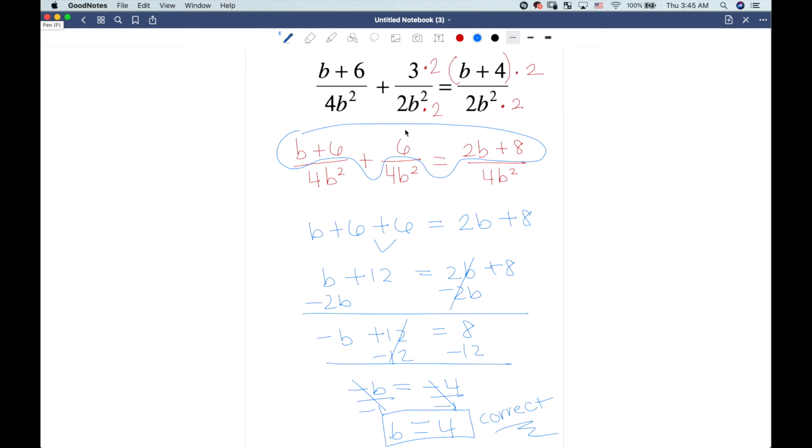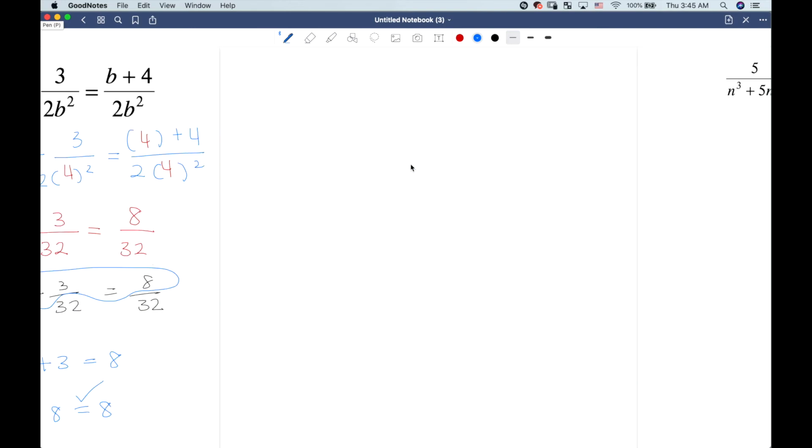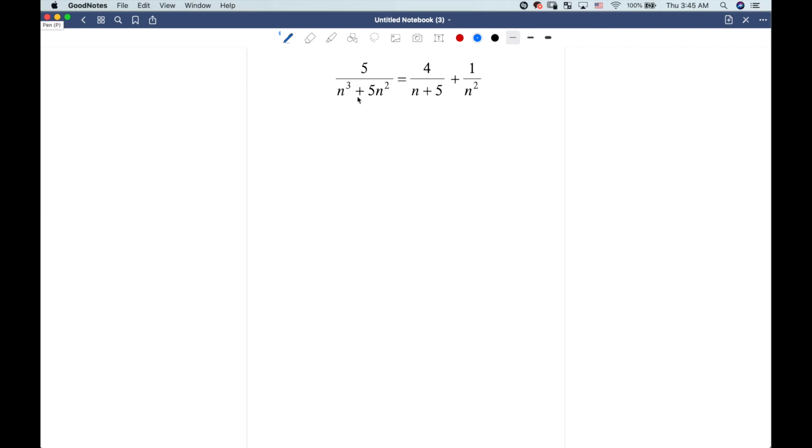Okay, I have one more example for this part of the video. N cubed plus 5n squared. All right. And then I have n plus 5. And then I have n squared. Please understand that in math, there's multiple ways of doing the exact same thing. It's just preference. So one of the ways that you can go about this problem is by factoring.